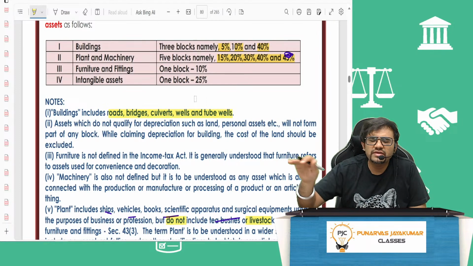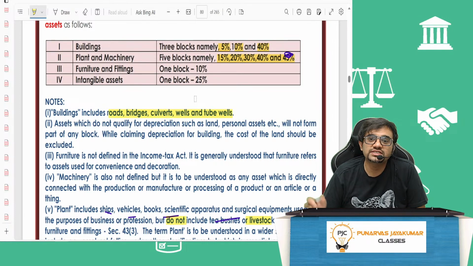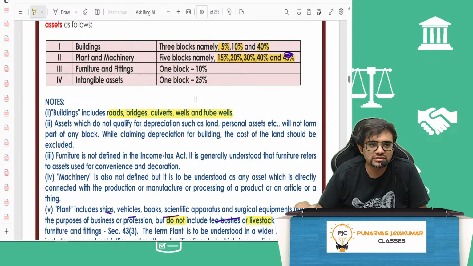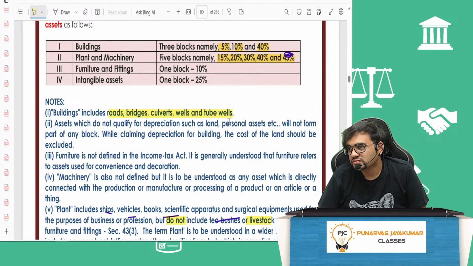When I'm sitting in PVR in a recliner seat, that seat, is it building, plant or machinery? Because it is motorized recliner seat. It can go up, down and all those things. What do you think? Is it plant? This also went to court. The recliner seats or the seats, is it furniture or is it plant?